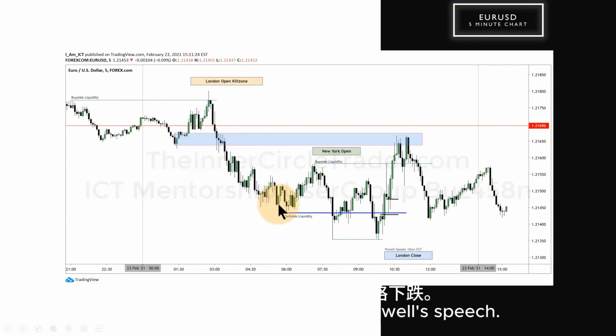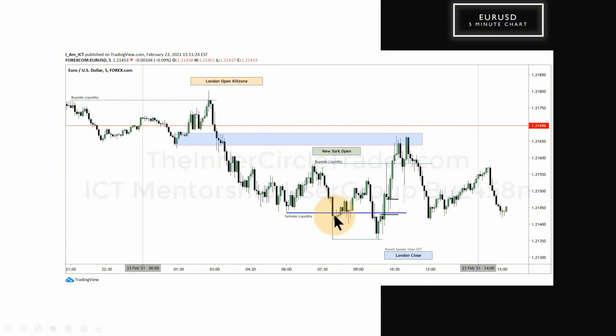Price trades lower ahead of Powell's speech, so there isn't a lot of buying and selling going on. The market is just receding lower into New York. Small little bounce in here, then the sell side liquidity pool. It attacks that.